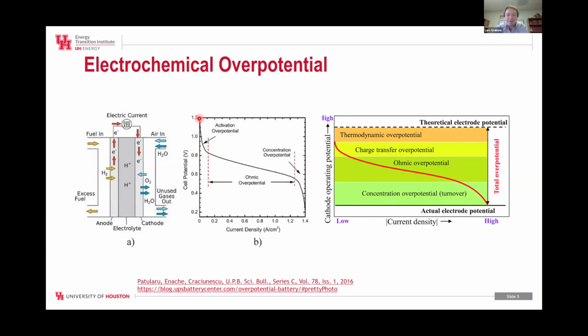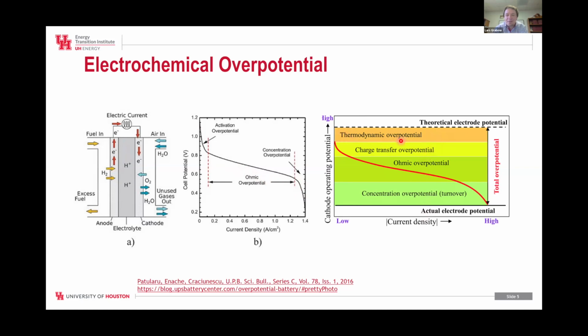Now, unfortunately, there are other processes that introduce losses. And so there's an activation overpotential that reduces the actual voltage that we can obtain. Then there are ohmic overpotentials. And if you're running at very high current densities, then you can also have concentration overpotentials or mass transport limitations.